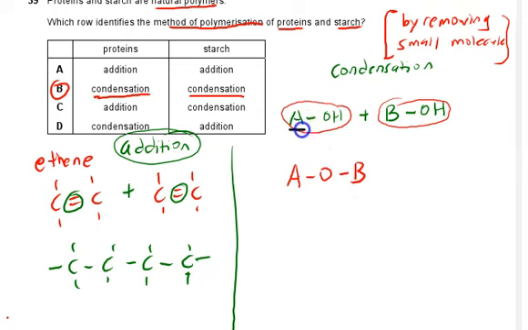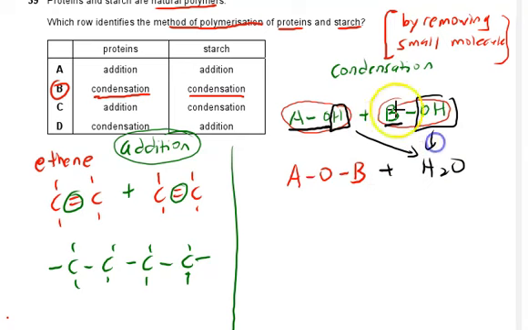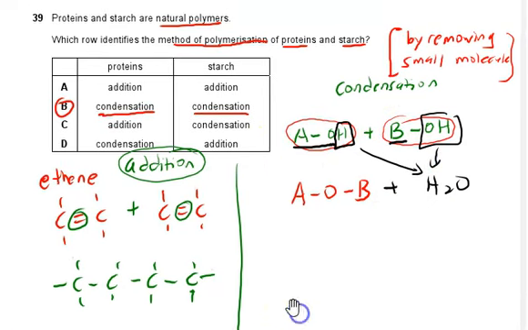This will be combined, and this will be combined. So the rest, the hydrogen and the OH, will be separated to form the water. This is condensation. Most of the natural polymers will be having condensation polymerization process. So this is 39. I hope you have a good understanding on this, both addition and also condensation polymerization.